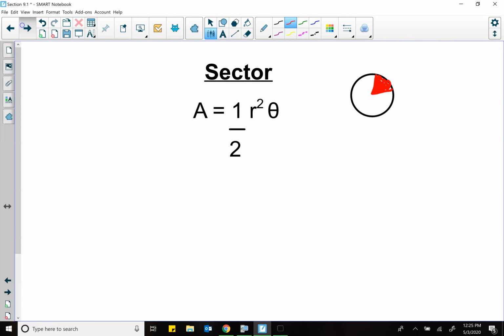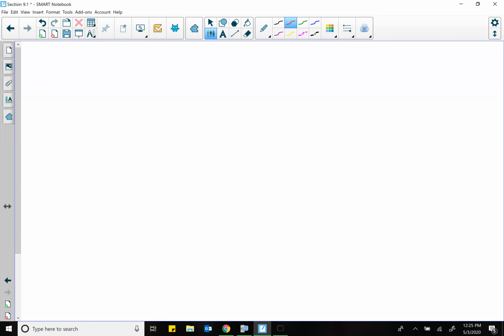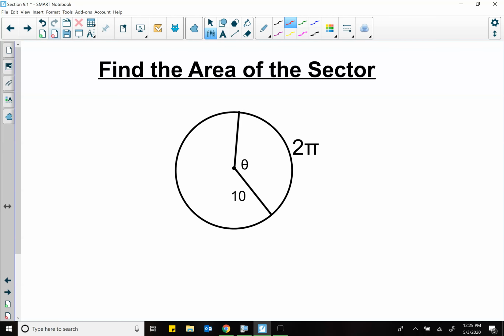So again, you'll have a question where it says, find the area of a sector. Do I have one after that one? Nope. So this is it. Find the area of the sector. Go ahead, pause this video, and find the area of that sector. Go.